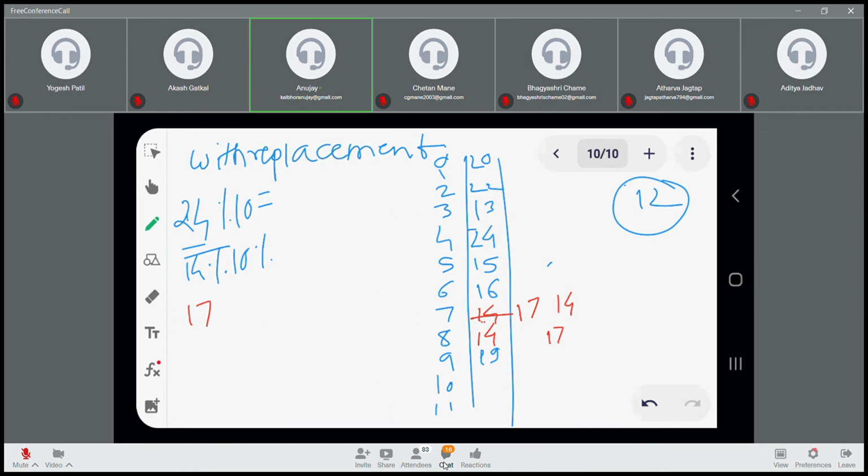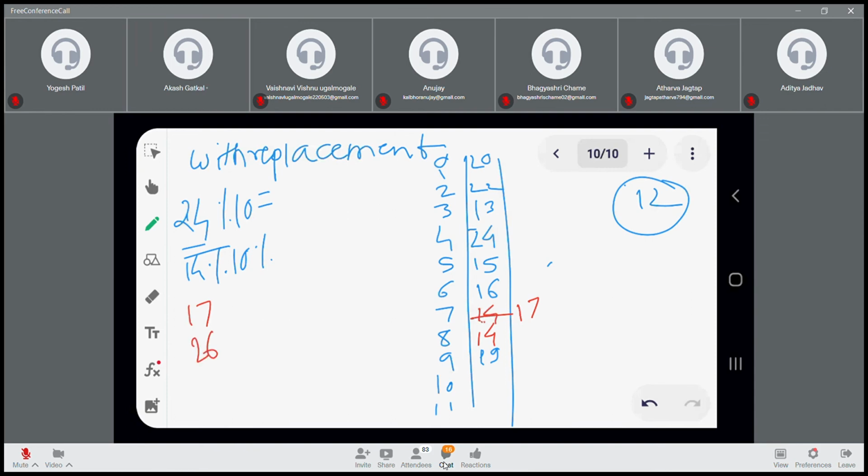Yes or no? Okay. So after 17, I am going to remove this 14 from index 7 and place it at index 8, and place 17 at index 7. So after 17, the next number is 26.